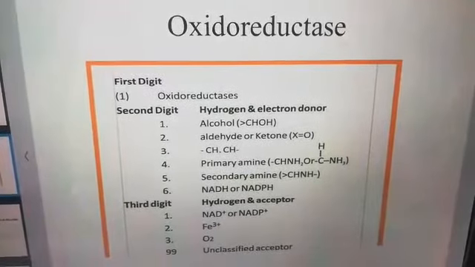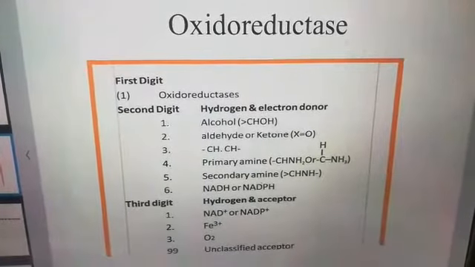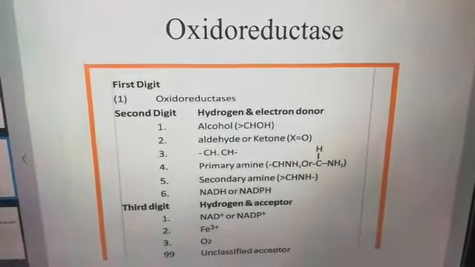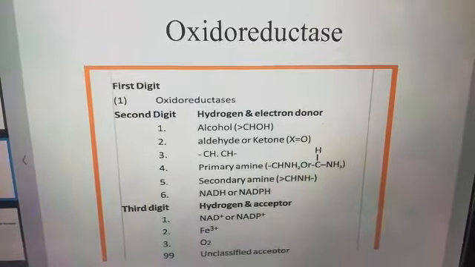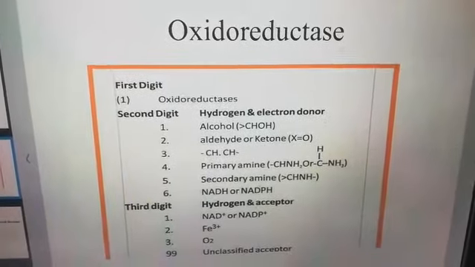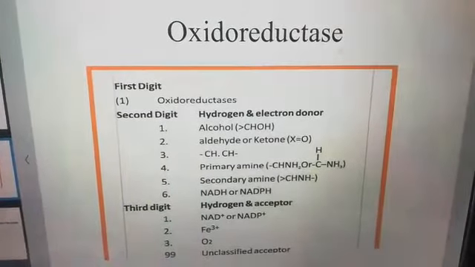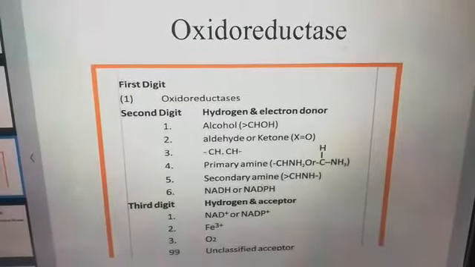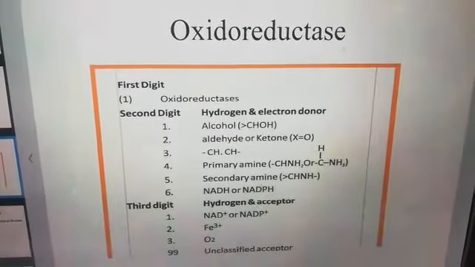The second digit is going to indicate the hydrogen or electron donor. If the second digit is 1, then the hydrogen or electron donor is alcohol. If it's 2, the donor is aldehyde or ketone. 3 means the hydrogen donor is CH. If 4, primary amine, 5, secondary amine, and like that.